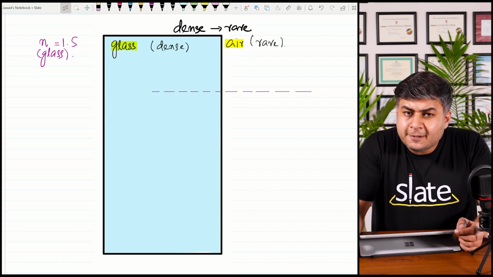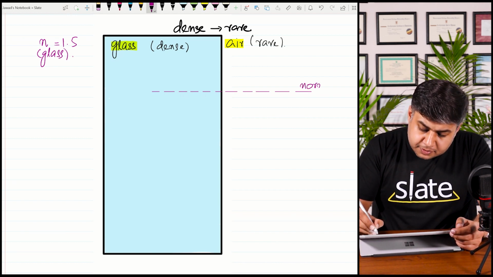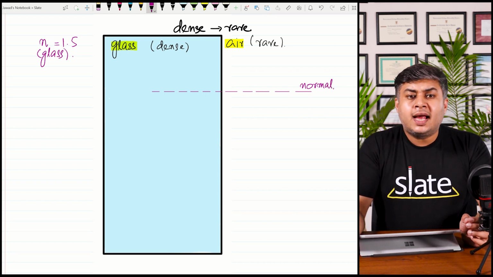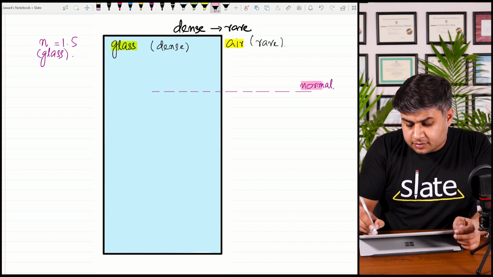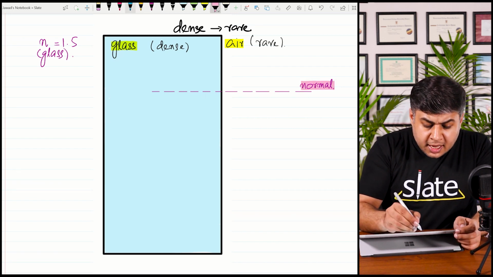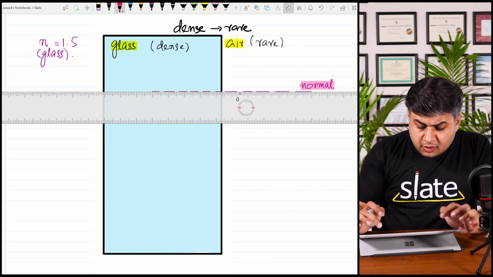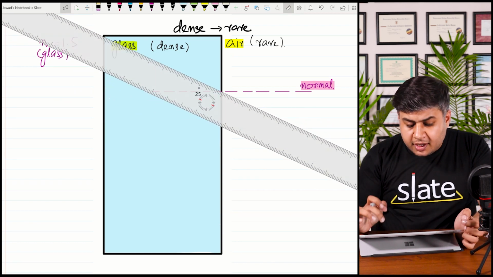What do you call this line? This line is called as normal. याद रखिएगा, both angle of incidence and angle of refraction are measured with respect to this line, this normal line. And I am introducing a ray of light which is at an angle of incidence of, let's say, 25 degrees.